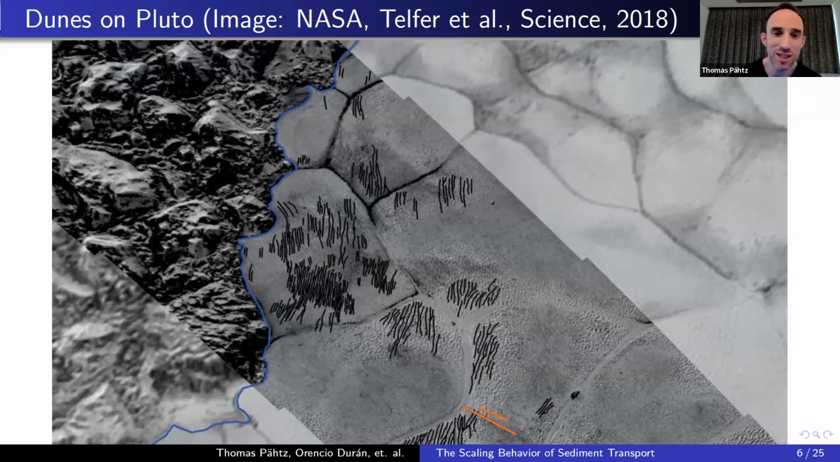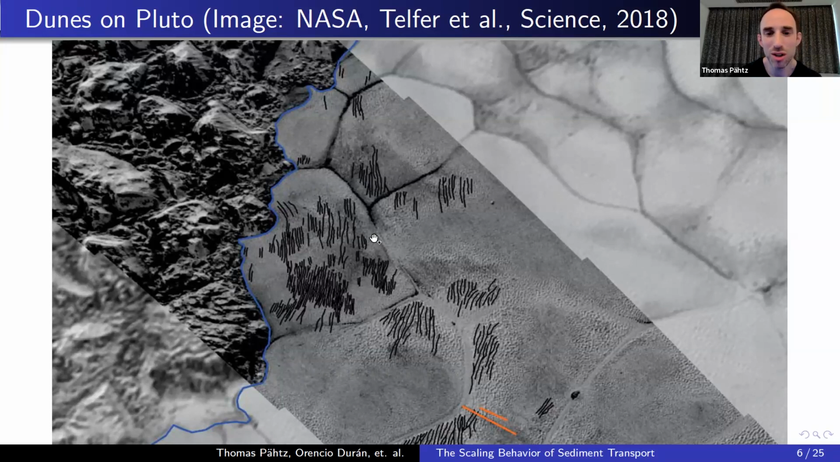And here I have to mention that if this were true, as these researchers claim, it would be quite astonishing because the air pressure on Pluto is about 100,000th of that on Earth. On Mars, it's 100th of that on Earth, but here it's 100,000. There's basically almost no air. So if these really formed on present day Pluto by the action of wind, that would be quite astonishing. I personally doubt that, but that's not important for this talk.